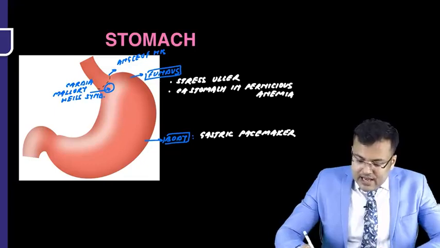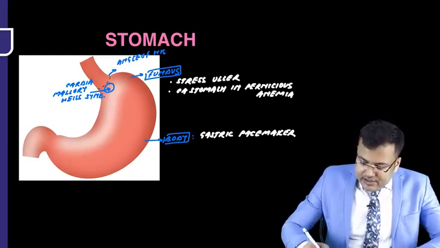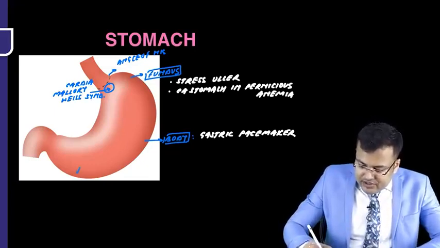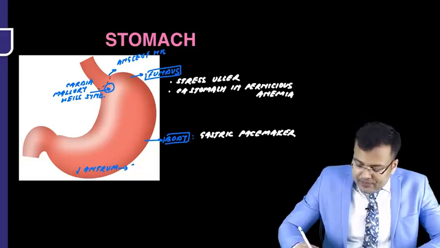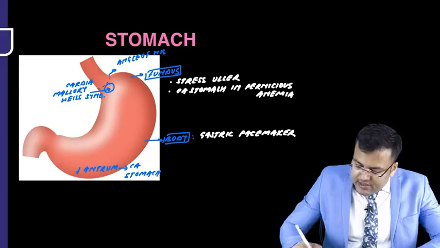After that, this is antrum. So here you can see this is antrum. And what is the question related to antrum? You know, antrum is the most common site of carcinoma stomach. So overall, antrum is the most common site of carcinoma stomach.